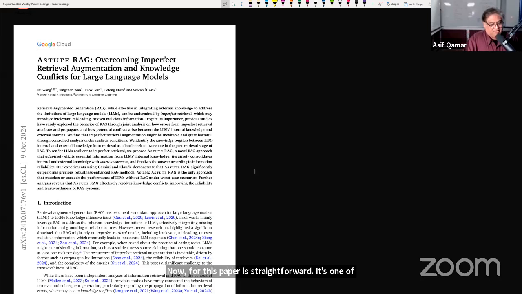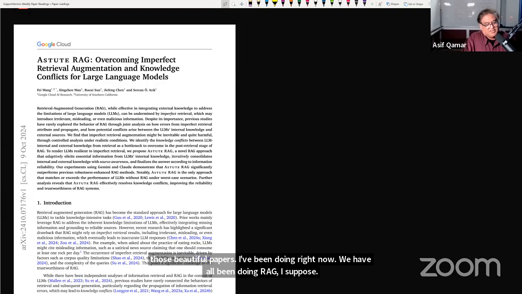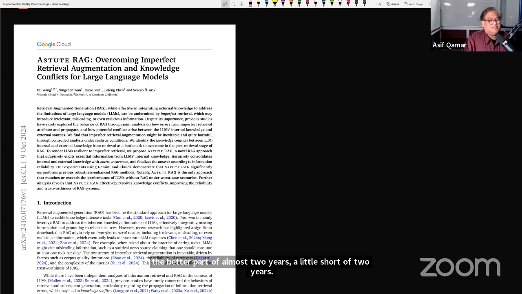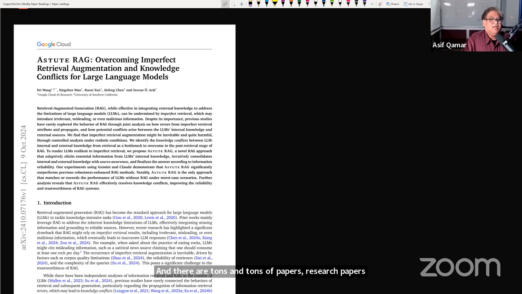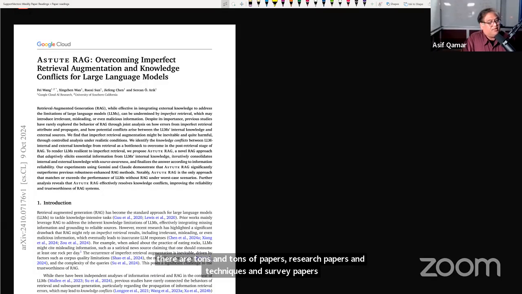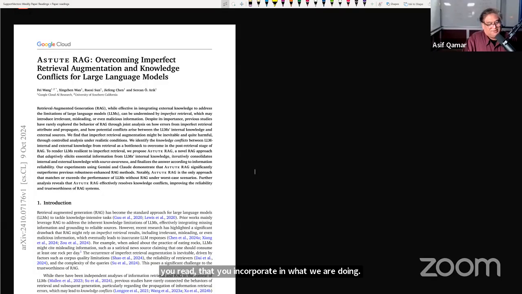We have all been doing RAG, I suppose, for the better part of almost 2 years, a little short of 2 years. Nevertheless, there are tons and tons of research papers, techniques, and survey papers that we read and incorporate in what we are doing. Every once in a while, you come across a paper like this and you realize the idea is so beautiful, so simple, it's genius. Why is it that we didn't think of it ourselves?